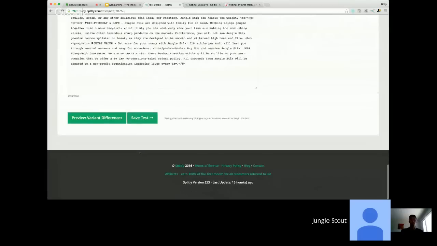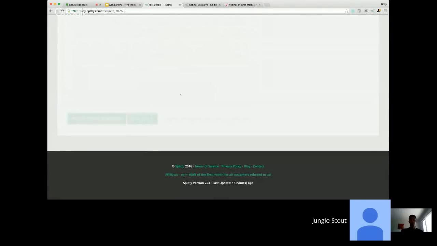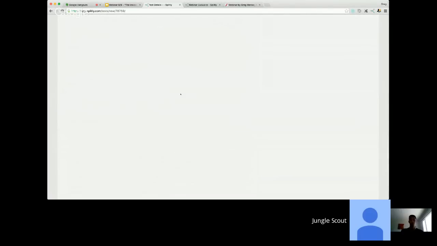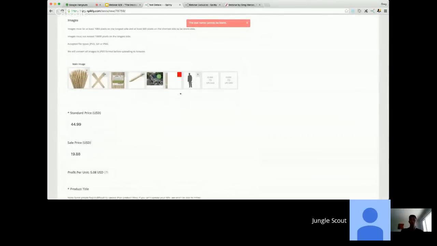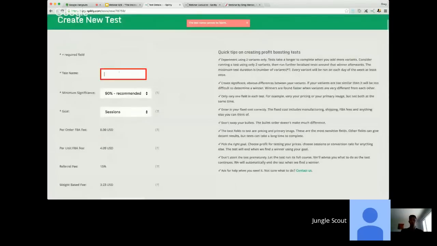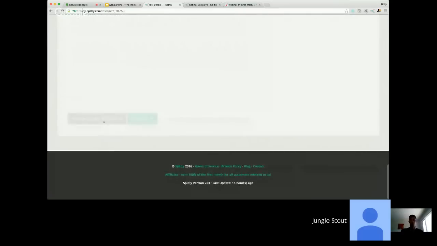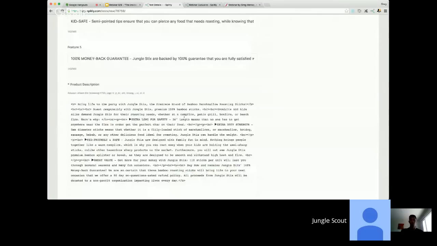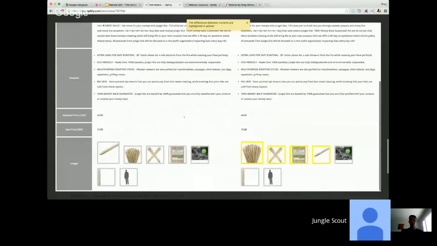Then I can review this, and it'll show me which differences I'm making. Whoops, I left my test name blank. Main image test. Let's review the differences here. It will highlight in yellow what you've changed. For this particular one, since I changed the main image, the order of all four of these are changed. That's why they're highlighted in yellow. But if it was the price that I had changed, it would highlight my price in yellow and so forth.